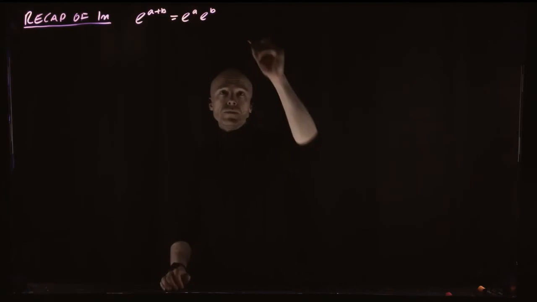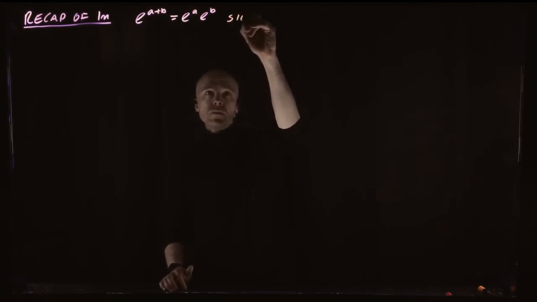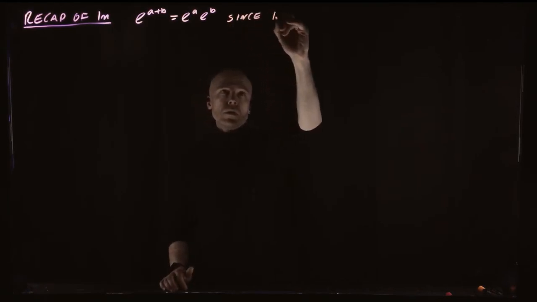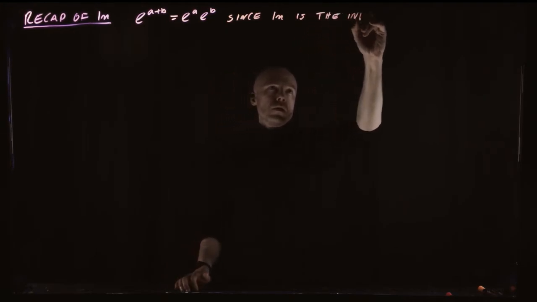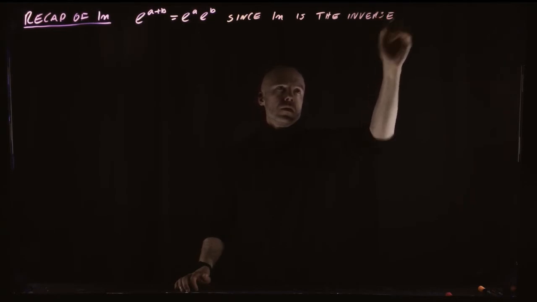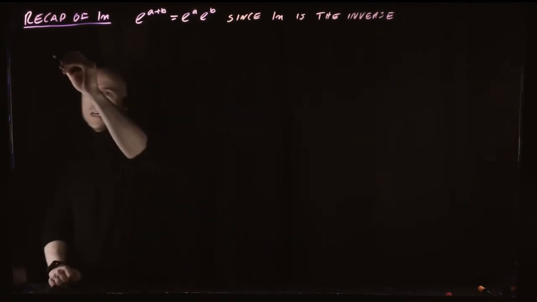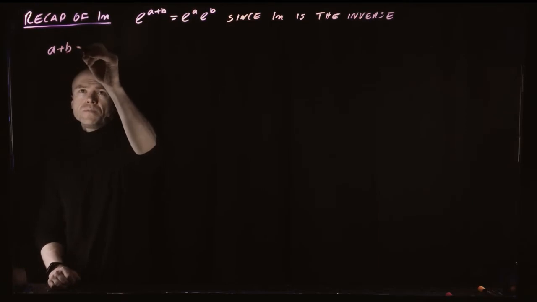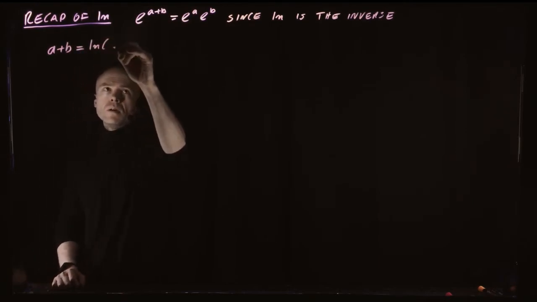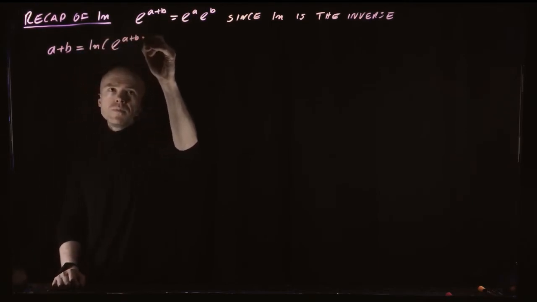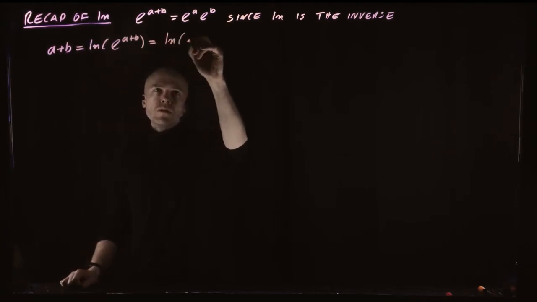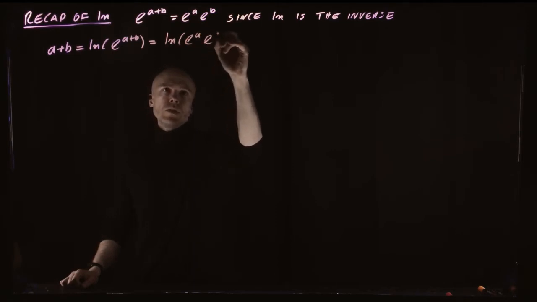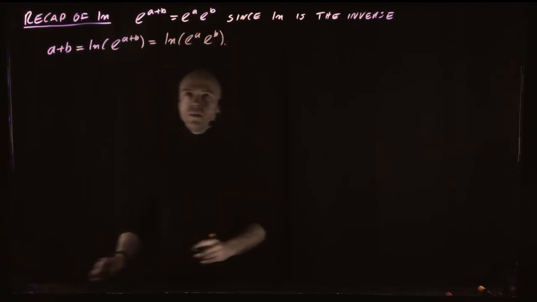And log is the inverse, right? So what we have to have is that a plus b, which is log of e to the a plus b, has got to be the same as log of e to the a times e to the b. Yeah?